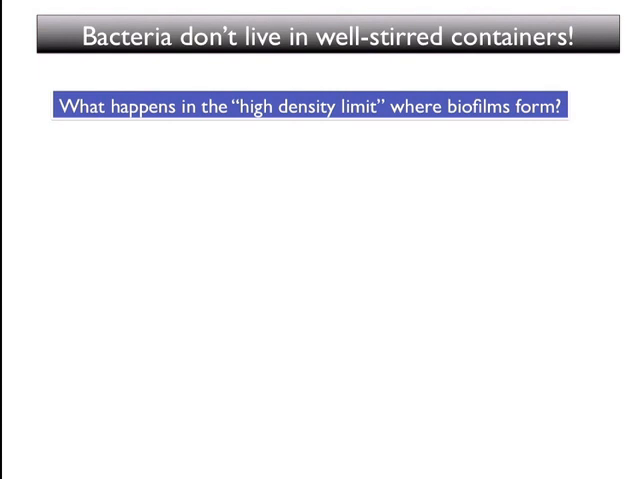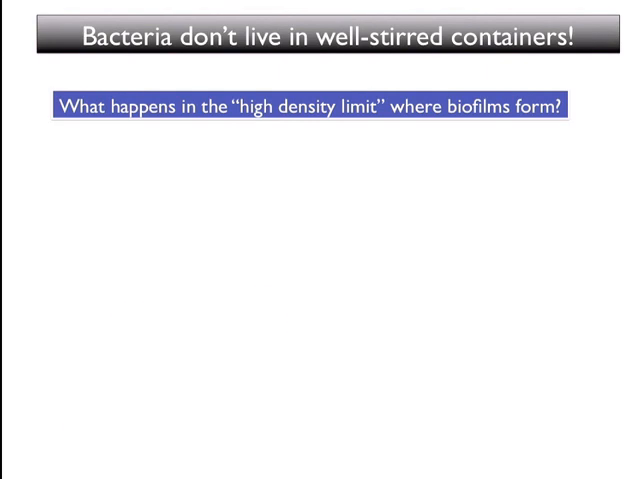Okay, so some of you might say, well, that's fine, but bacteria don't really live in these well-stirred environments, right? This is a pretty artificial environment. It's nice, it gives us quantitative results. Maybe it's not really how things happen in nature. So what happens at this really high density limit where biofilms form?